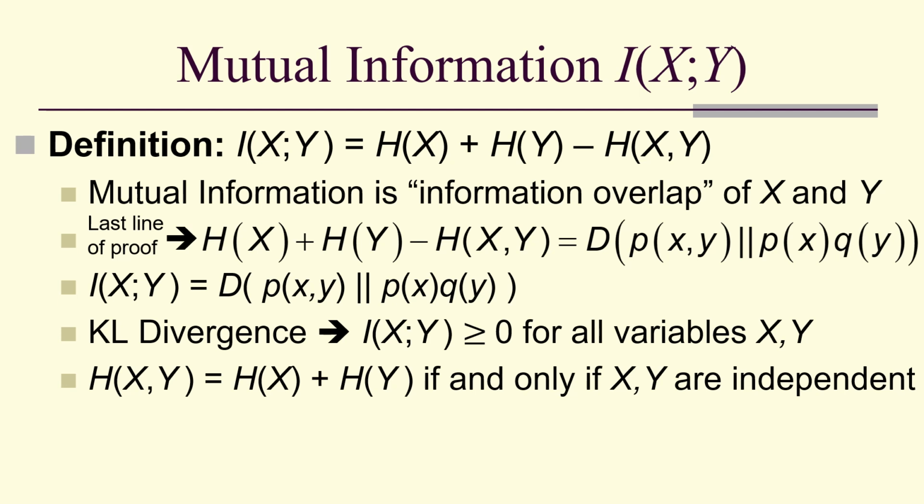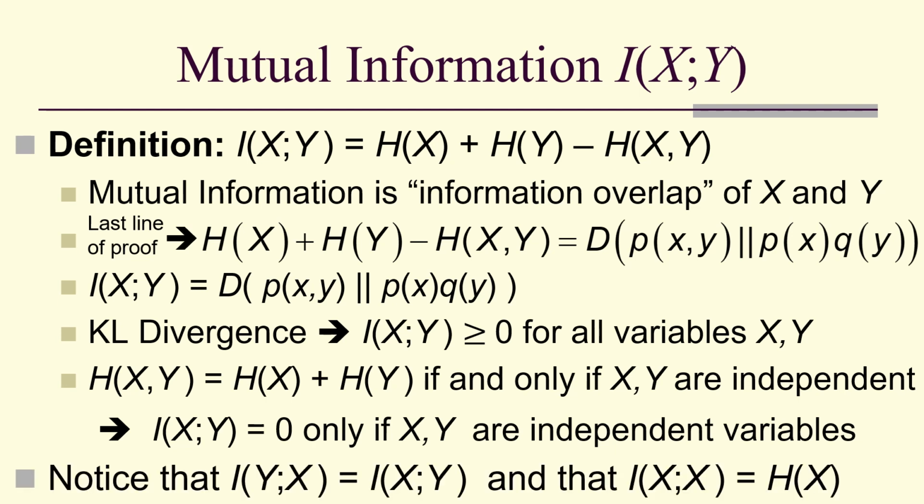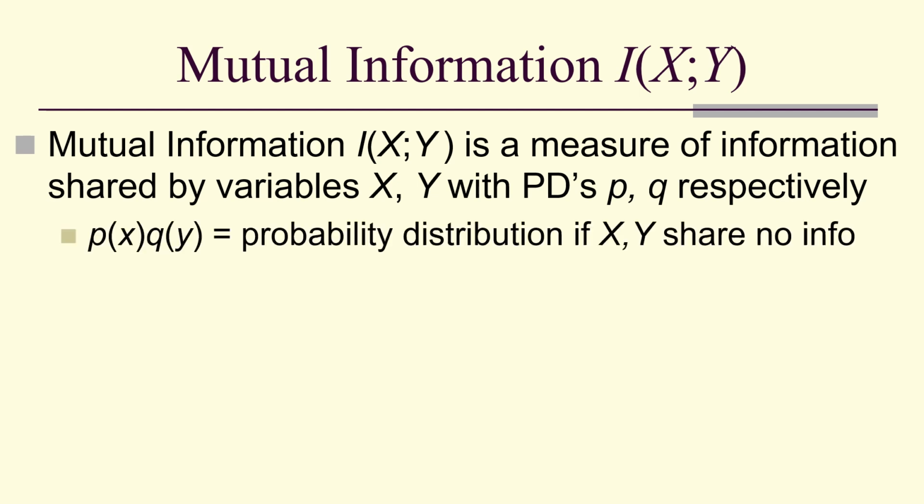Also, the joint entropy is equal to the total entropy if and only if x and y are independent. Therefore, the mutual information of x and y is 0 if x and y are independent variables. I of y,x is I of x,y, and the mutual information of x with itself is just the entropy of x. So mutual information is a measure of information shared between two variables.